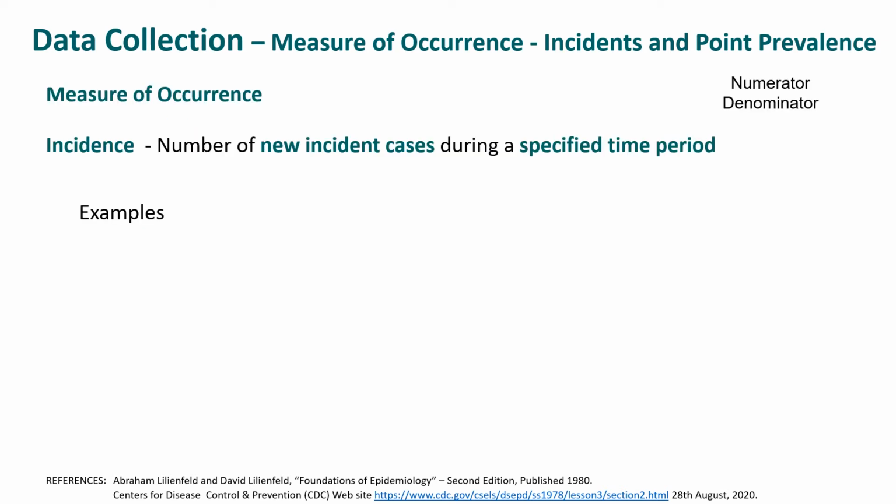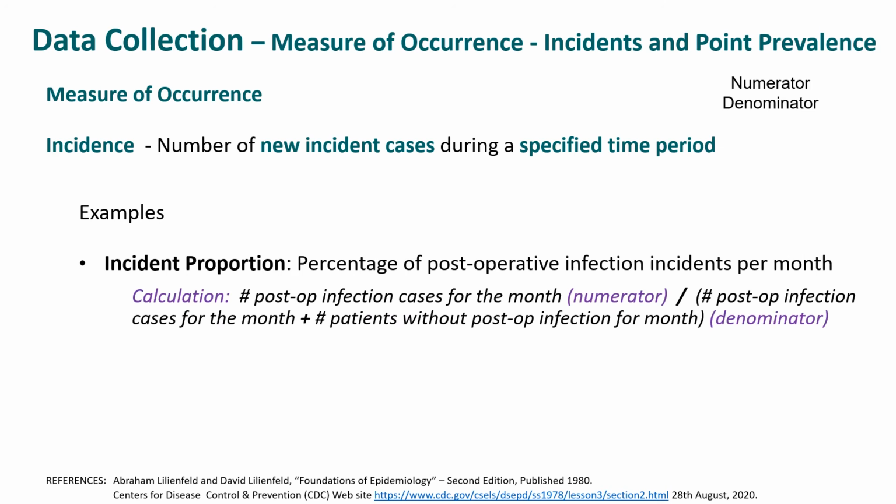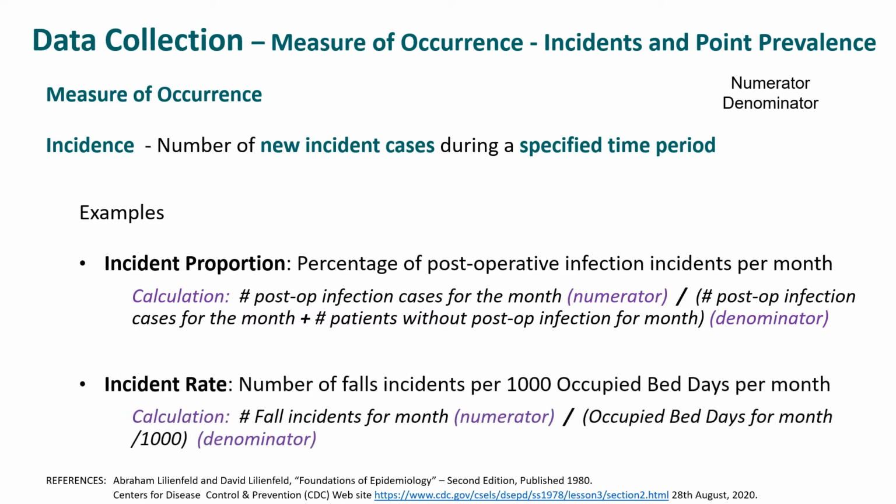We'll now look at some examples of incidence as a measure of occurrence. So remember, this is the number of new incident cases during a specified time period. One example might be an incident proportion, such as the percentage of post-operative infection incidents per month. The calculation for this is the number of post-operative infection cases for the month, that's the numerator, and it's expressed over the number of post-op infection cases for the month plus the number of patients without a post-operative infection for the month, and that's the denominator.